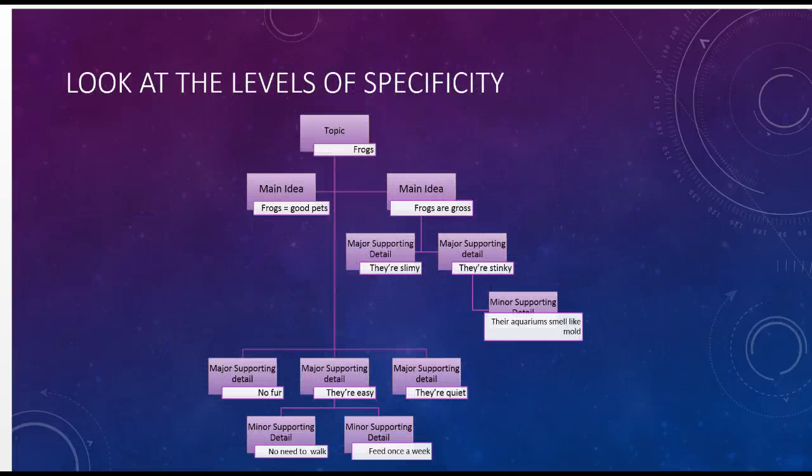So let's take another way of looking at it. We've got a little flow chart here with the levels of specificity. At the most vague, at the most general, we've got the topic. And let's say our topic today is frogs. Now you can have any number of main ideas if you're writing about the topic of frogs. One book might talk about frogs being good pets, another book might talk about frog anatomy, and each piece of writing is going to have its own main idea, but the topic is more general than that.